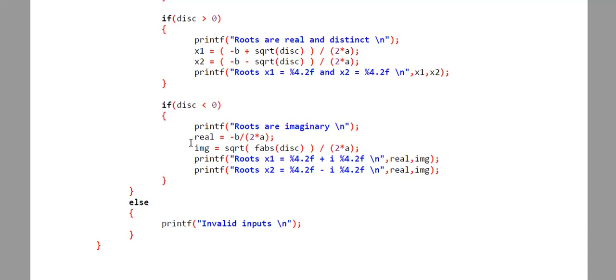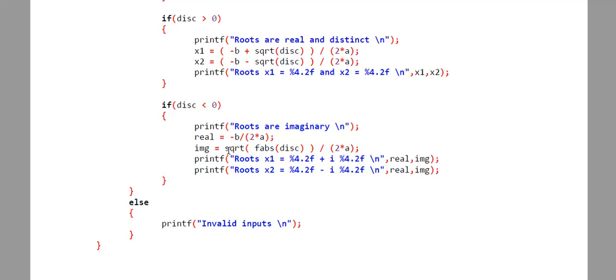And how to find the roots? We have to calculate the real part separately and the imaginary part separately. And what is the real part? Minus b divided by 2 into a. This is the real part. And what is the imaginary part? Square root of DISC. Whatever the square root part comes, that is the imaginary part.